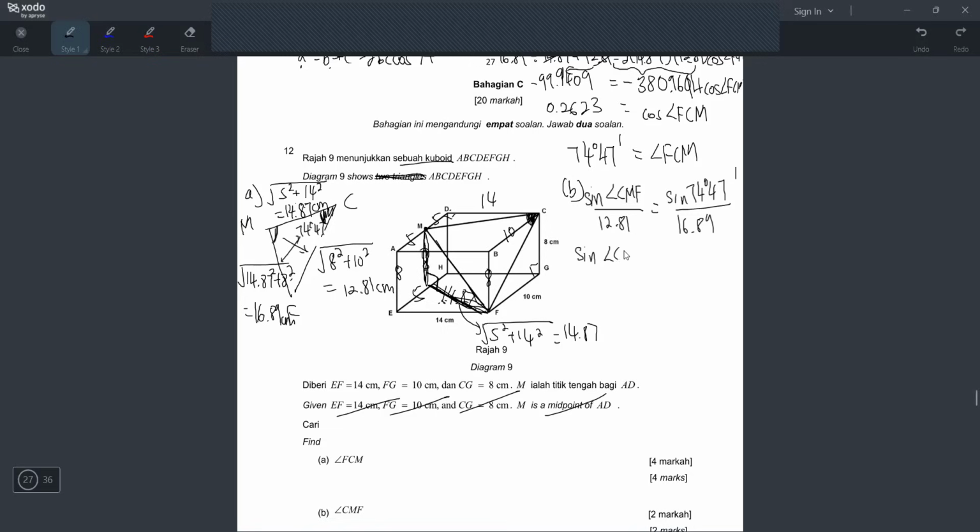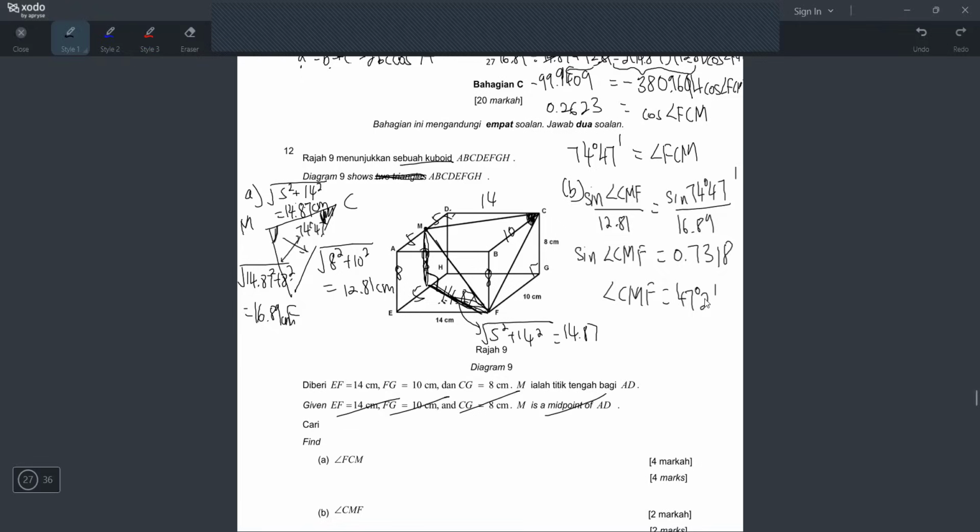And now I can find my sine CMF. What is sine 74 degree 47 minute divided by 16.89 times 12.81, and then shift. 0.7318. And then I have to shift sine answer. So shift sine answer, 47 degree 2 minute. Or if you want to write in decimal, it is 47.04. Okay, I think it's the same.